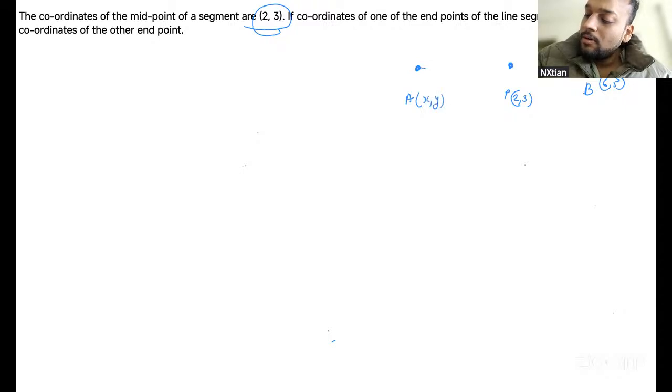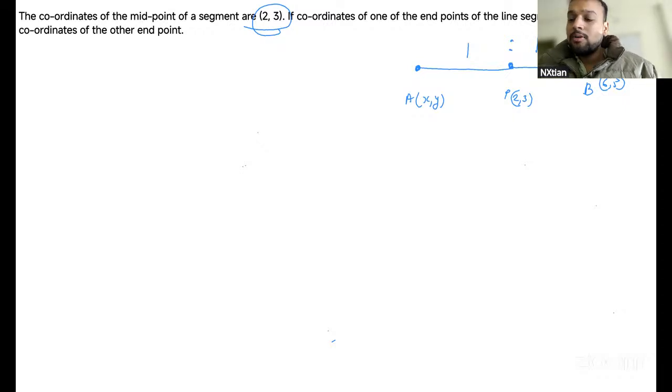Now what will you do? How will you do? Any idea, guys? Because the midpoint is given, we'll take the ratio 1:1. Any idea? Once I apply those two formulas, take 2 and 3 as x and y. Yes, basically we know that x is equal to x1 plus x2 by 2, with the midpoint theorem. Listen, guys.